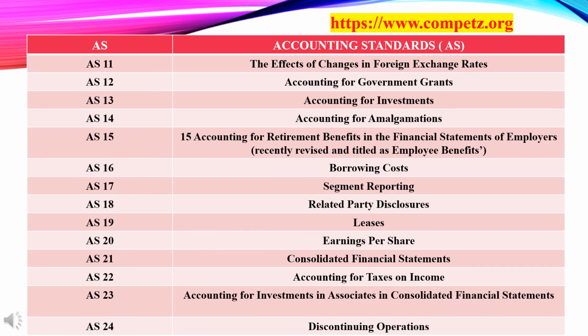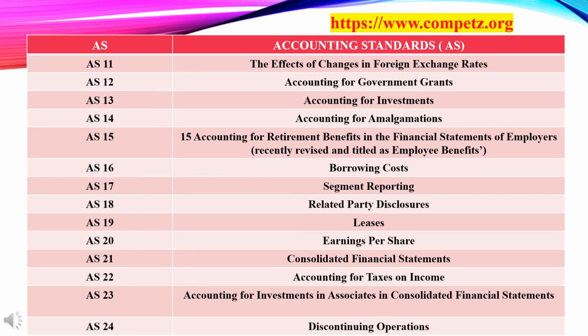Now comes the next accounting standard, AS11. It's for foreign exchange, the effects of changes in foreign exchange rates. AS12 is accounting for government grants. AS13 is accounting for investments. AS14 is accounting for amalgamations. AS15 is accounting for retirement benefits in the financial statements of employers, recently revised and titled employee benefits. AS16 is borrowing costs. AS17 is segment reporting.